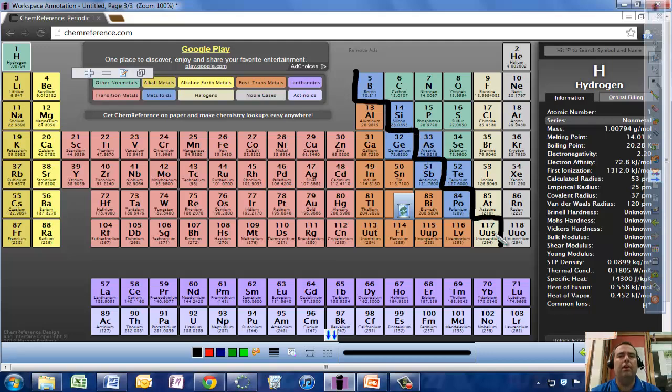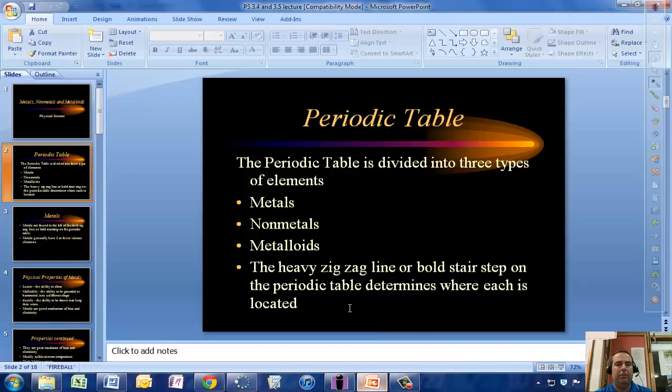The thing that you're going to notice about this heavy zigzag line is all of the elements that are located to the left of this zigzag line, those are going to be classified as your metals. So these over here are metals. This large section in the middle is going to be metals. These down here are going to be metals. And here's the thing. These two open spots right here, that's all of these elements down here. And again, those are going to be classified as metals. So let's go ahead and get back to our PowerPoint.